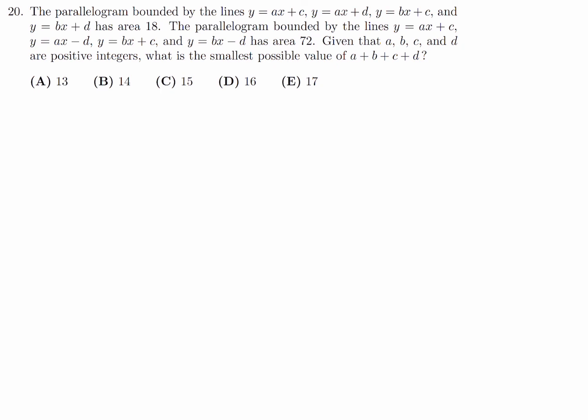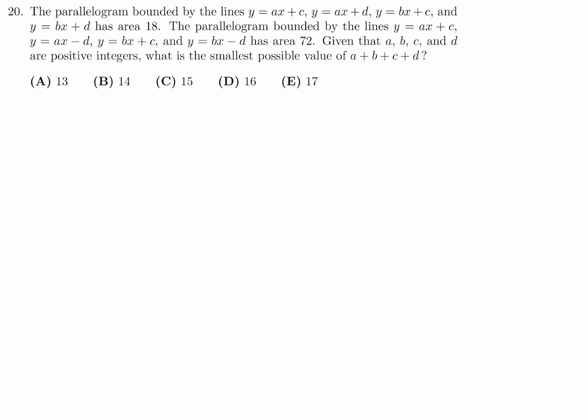The parallelogram bounded by the lines y equals ax plus c, y equals ax plus d, y equals bx plus c, and y equals bx plus d has an area of 18. The parallelogram bound by the lines y equals ax plus c, y equals ax minus d, y equals bx plus c, and y equals bx minus d has an area of 72. Given that a, b, c, and d are positive integers, what is the smallest possible value of a plus b plus c plus d?